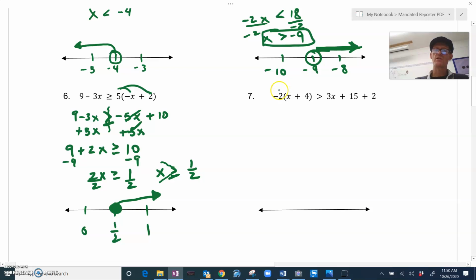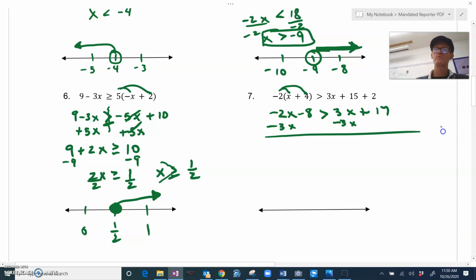Next question says -2 times x plus 4, which really means -2x minus 8, greater than 3x plus 17. You can combine 15 and 2. Now I'll subtract the 3x from both sides and cancel, keeping things balanced, just like an equation. -5x minus 8 greater than 17. Now I'll add the 8.